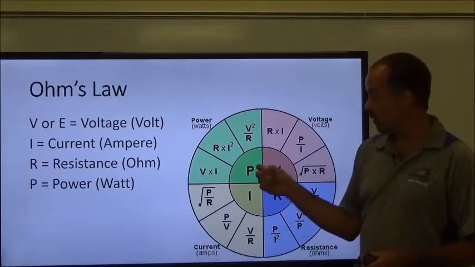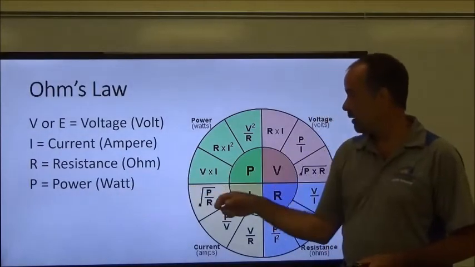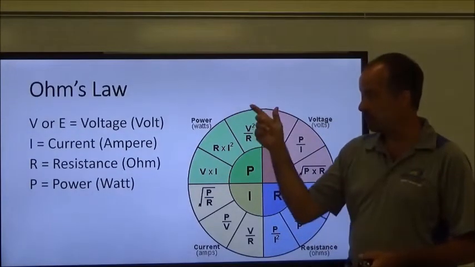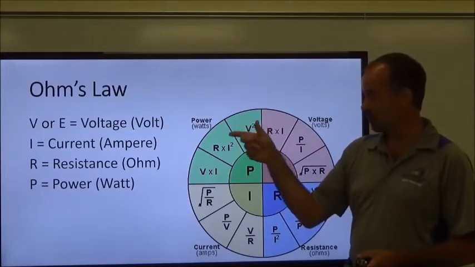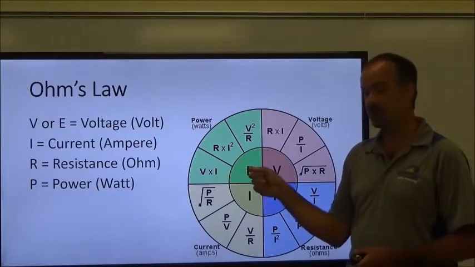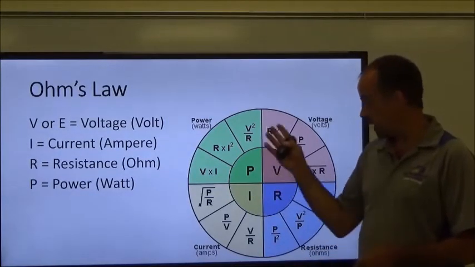And finally, power, that is the wattage in a circuit, so the unit is the watt. Based on what two values you know, whether it be voltage, current, or resistance, whichever two you have, you would select one of these formulas to determine power for that circuit. So that's how to use this wheel.